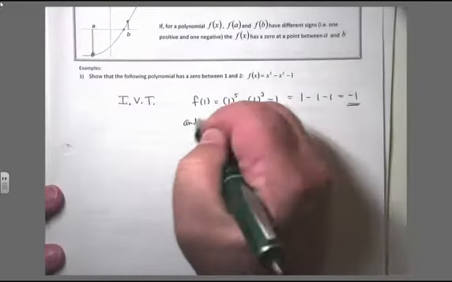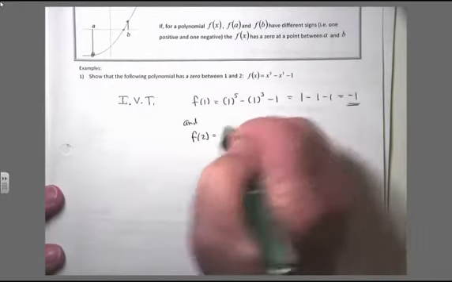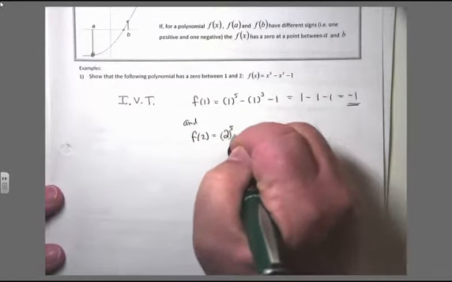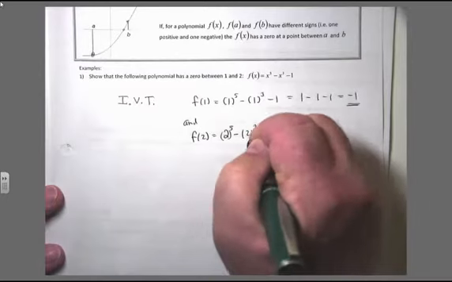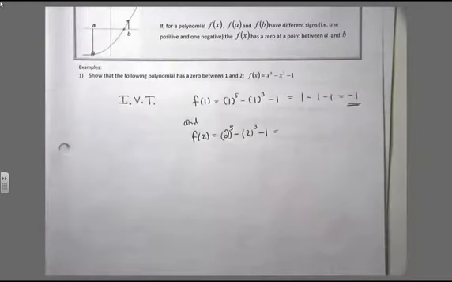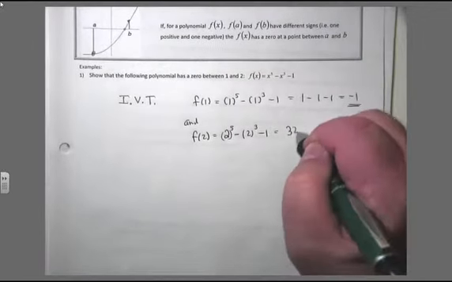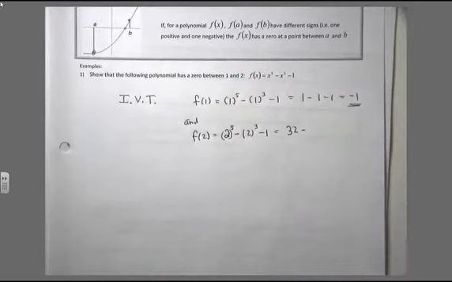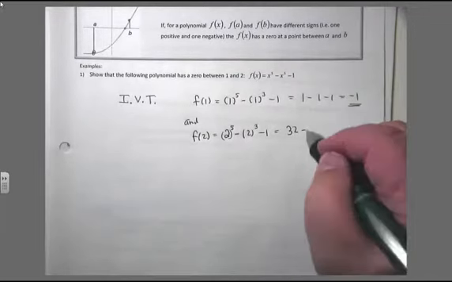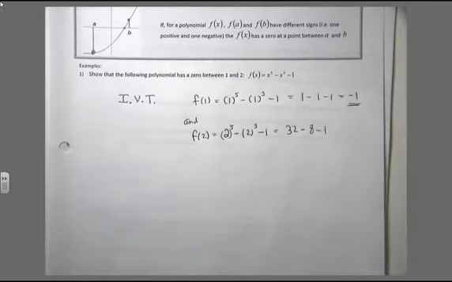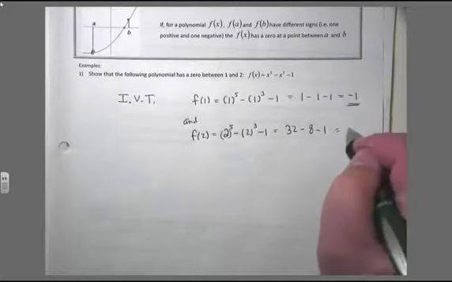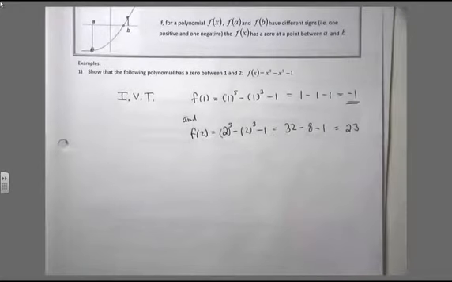And let's do the other point, f of 2. This would be 2 to the 5th minus 2 cubed minus 1. 2 to the 5th is 2 times 2 times 2 times 2 times 2, which is 32. Minus 2 cubed, 2 times 2 times 2, what's that? 8, minus 1. 32 minus 8, what's that? 24, minus 1 is 23.